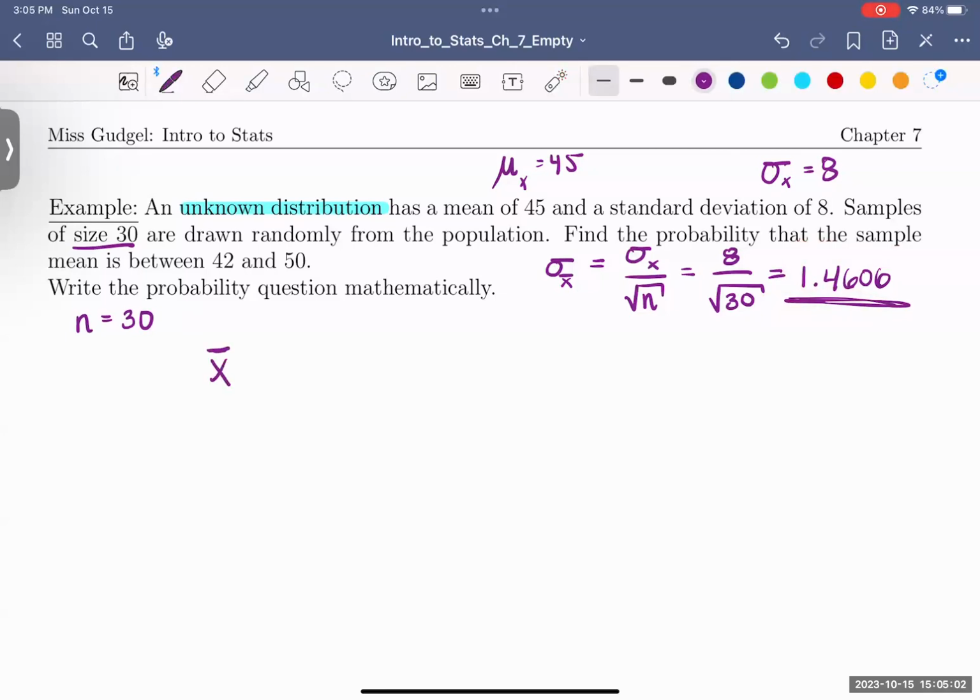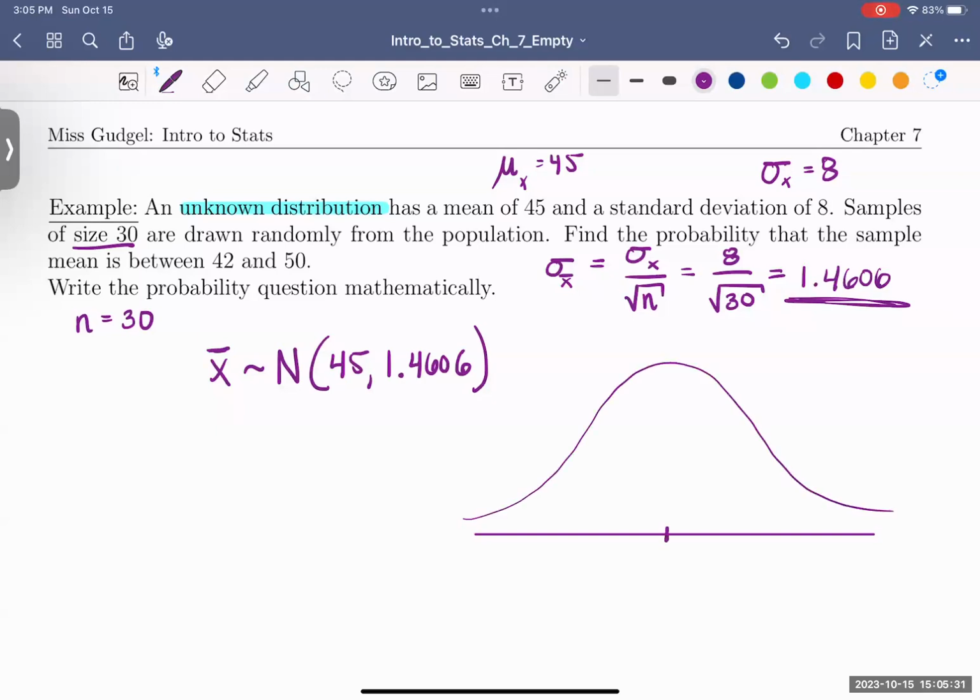So X bar, our sample mean, can be normally distributed with a mean of 45 and a standard deviation of 1.4606, or more accurately, 8 divided by the square root of 30. That was exactly where that value came from. So visually, we have our normal curve. 45 is in the middle, and this would be 46.4, and add another 1.4606, and add another 1.4606, right? This kind of shape, but you see how small those are.